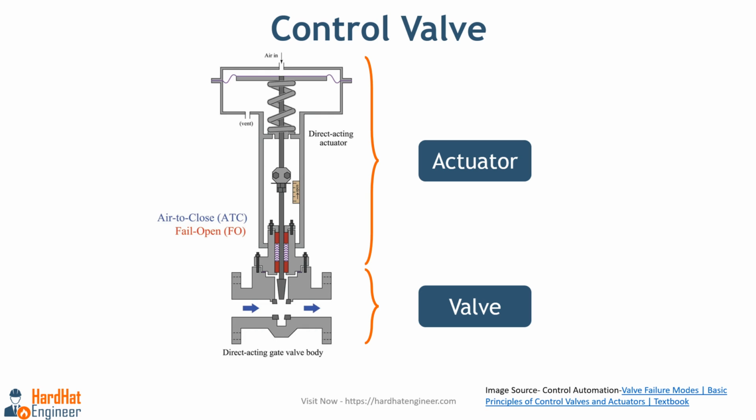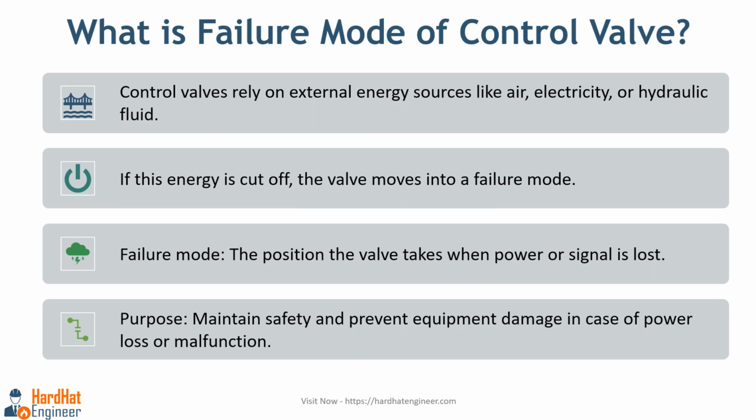So let's get started. A control valve has two main components, the valve itself and the actuator. Here you can see these components. Together, they provide necessary control over pressure, flow, and temperature. Control valves operate using external energy sources such as air, electricity, or hydraulic fluid.